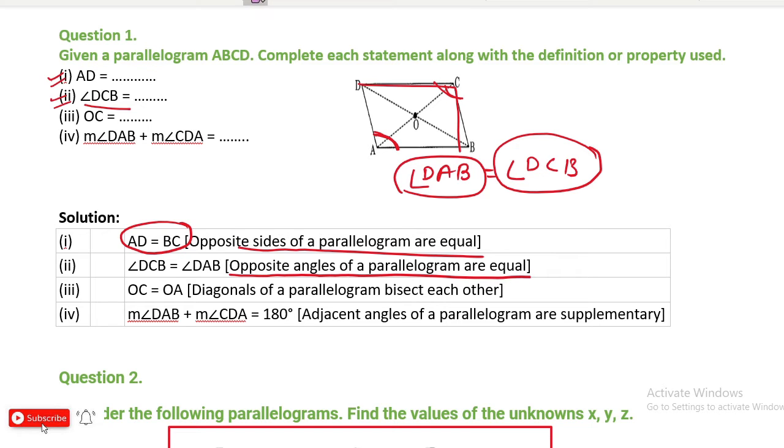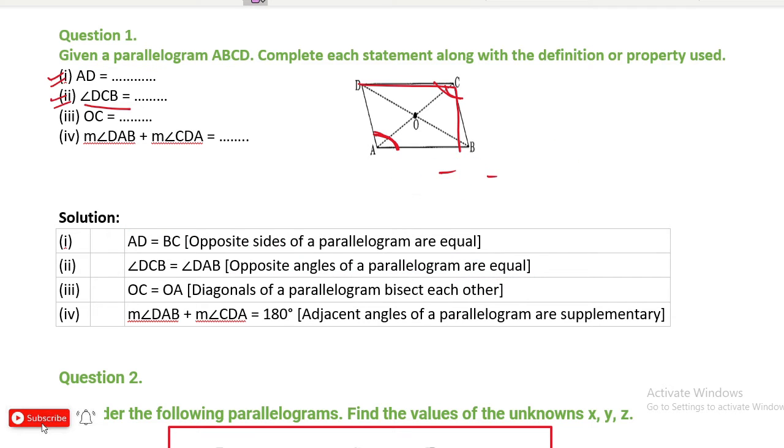Now the third says OC is equal to what? OC is part of the diagonal, so OC will be equal to OA. Why? Because the diagonals bisect each other in a parallelogram. So OC is equal to OA, because the diagonals of a parallelogram bisect each other.